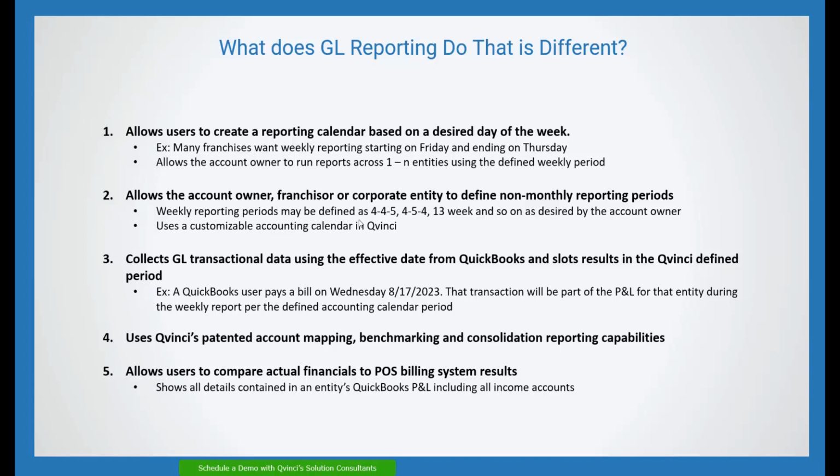And Qvinci uses our patented account mapping, benchmarking, and consolidation capabilities sitting on top of this. Like I said, you have 75 locations. You'd like to look at how last week was across all 75 locations, consolidated or by entity. You can do that. And one of the final things that people like to do is compare the actual financials coming out of the QuickBooks files to their POS data. So Qvinci is going to have all the P&L detail, which you don't get with POS. The POS is just sales detail. You sold X hamburgers for an average price of $5.75, let's say. Qvinci gives you the full P&L data for each entity.